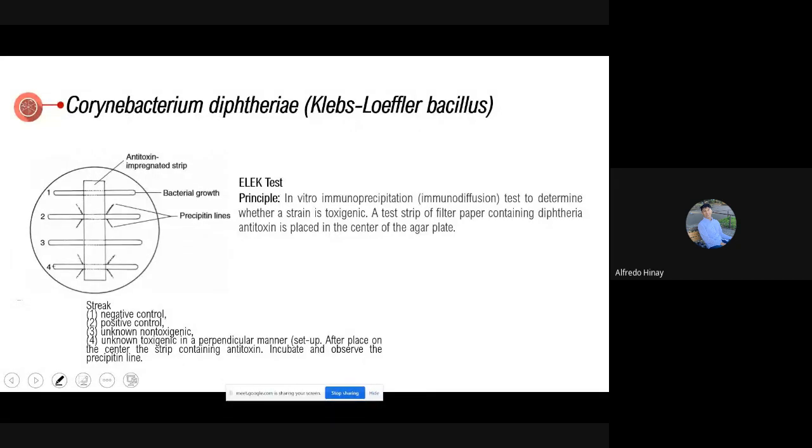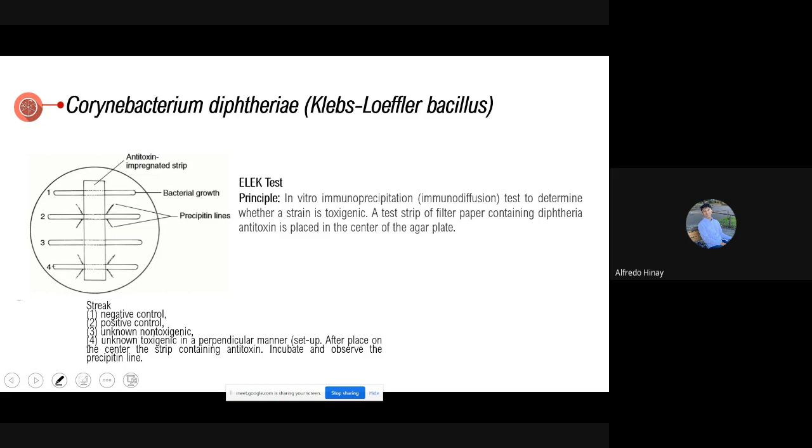Next, you have your Elek test. I think you can easily understand the Elek principle because tapos na kayo mag-immunology. So yung principle lang naman ni Elek class, na-identify natin if the Corynebacterium diphtheriae is producing a toxin or not. Kasi meron tayong mga non-toxin producing Corynebacterium diphtheriae, meron din tayong mga toxin producing Corynebacterium diphtheriae. So to differentiate them class, we can use your Elek test. Your Elek kasi is an in vitro test. Ibig sabihin class, gumagamit tayo ng culture to identify that one.